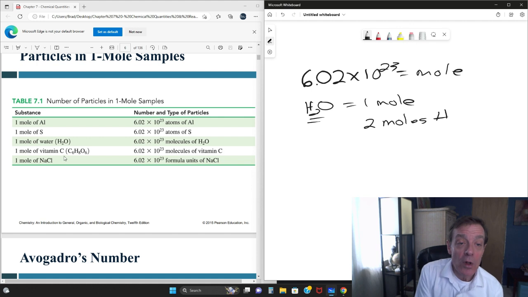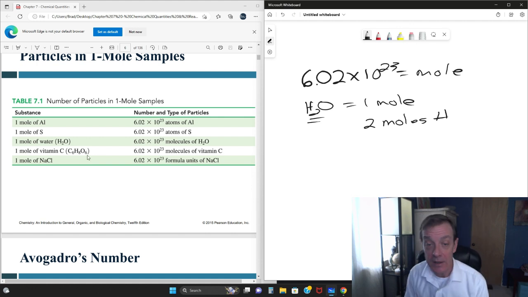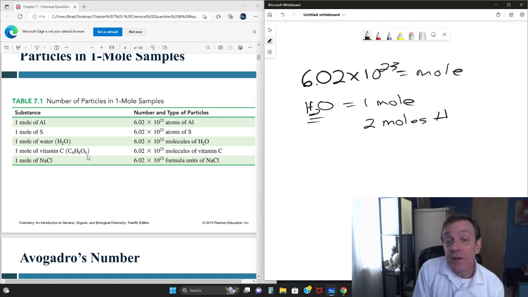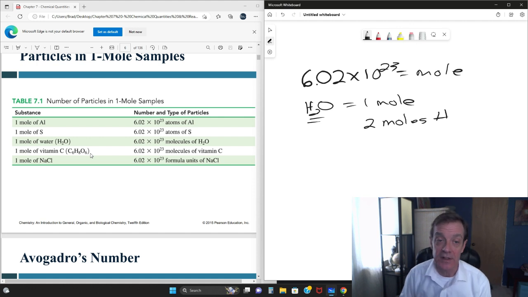Okay, and a mole of vitamin C has the chemical formula C6H8O6. There are 6.02 times 10 to the 23rd molecules of vitamin C, all of this over here. Okay, moles of vitamin C and 1 mole of vitamin C. So let's ask, how many moles of oxygen do I have in 1 mole of vitamin C?